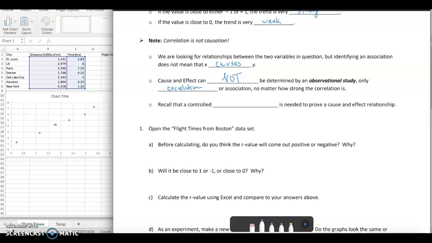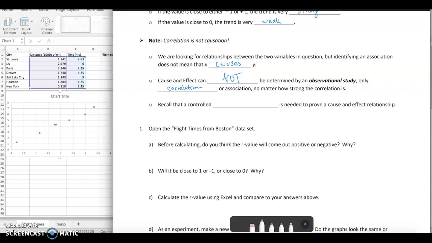And this is very, very tempting. We can find a very, very strong correlation between two variables, and it can be very tempting to say, well, that means that one causes the other one to happen. It's so strong, it has to be that way. And that is simply not the case.